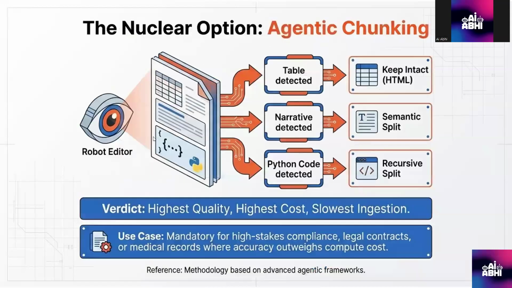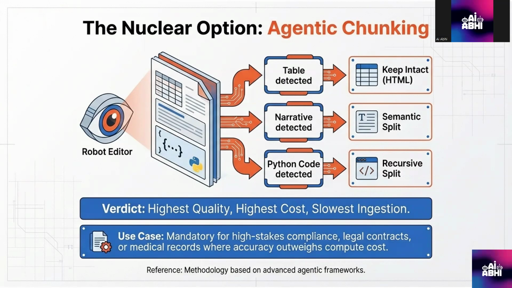Okay, let's go to the next chunking method. This is the nuclear option. Yeah, agentic chunking. This is the last strategy that we're discussing. So now the most advanced strategy is agentic chunking.